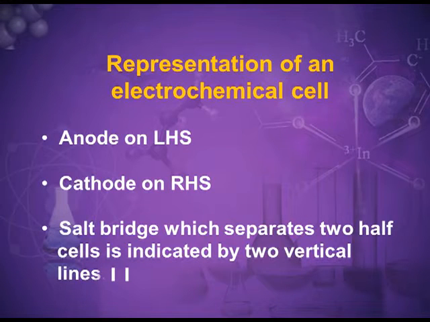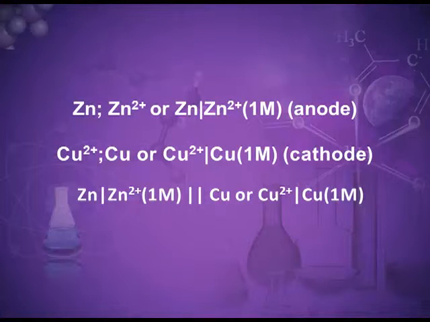Anode is on the left hand side and cathode is on the right hand side. The salt bridge is indicated by a parallel line in between the anode and the cathode. You must remember that in the previous class the zinc electrode was acting as anode and the copper electrode was acting as cathode. Zinc was losing electrons and the copper ions were gaining those two electrons.